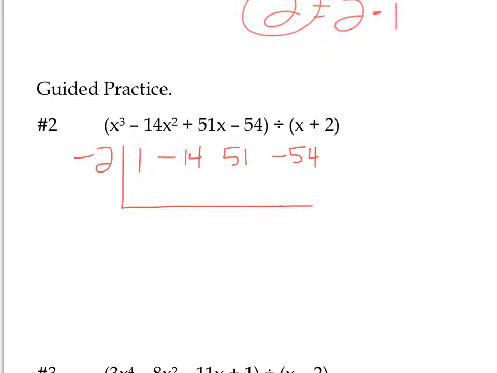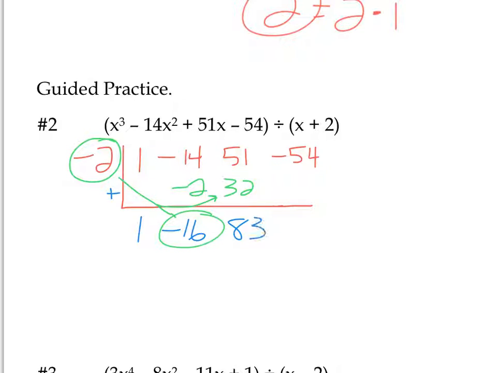Okay. So when we start this out, right, we're going to bring the 1 down. That's 1. Negative 2 times 1 is negative 2. And then again, remember, we're going to add these columns. So negative 14 plus negative 2 is negative 16. And then we're going to do negative 2 times negative 16 is 32. So keep in mind, right, when we're multiplying here and here, we multiply these together and gives us the 32. Okay. Now we're going to add 51 and 32 is 83.